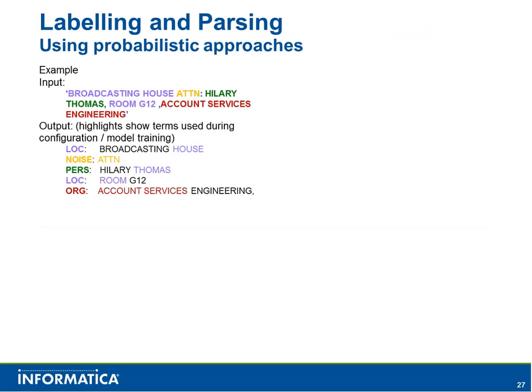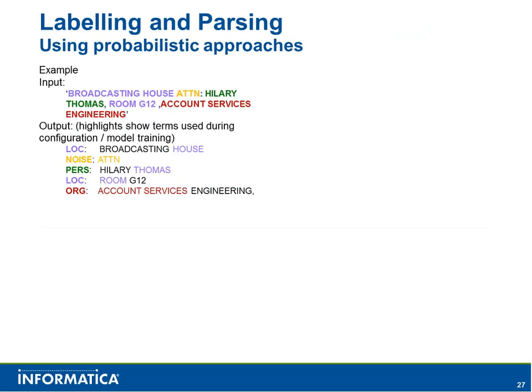So an example of the problem we're trying to solve with this. We have a piece of text here which is coming in as all a single field. So we have Broadcasting House, attention of Hillary Thomas, the rooms G12, and then their accounting services engineering. A lot of information in there, but all just in a single piece of text. Very, very difficult for us to work with a lot of the time.